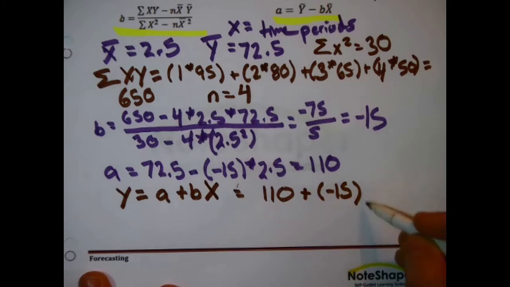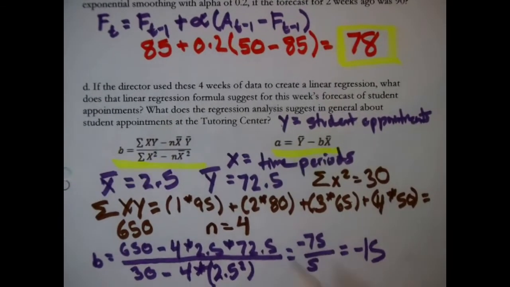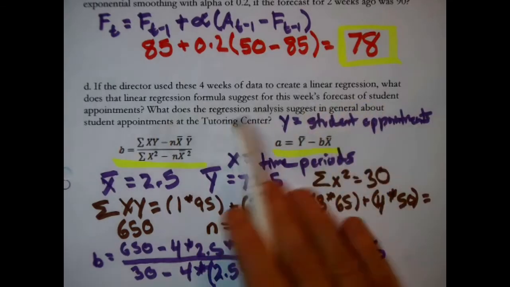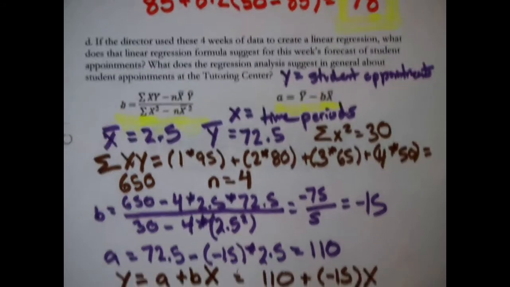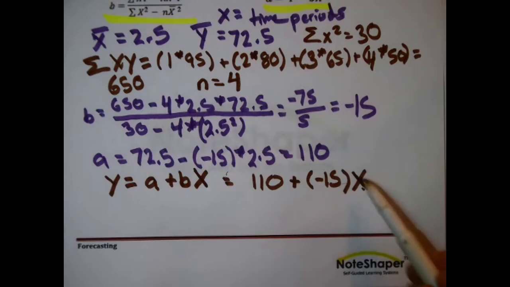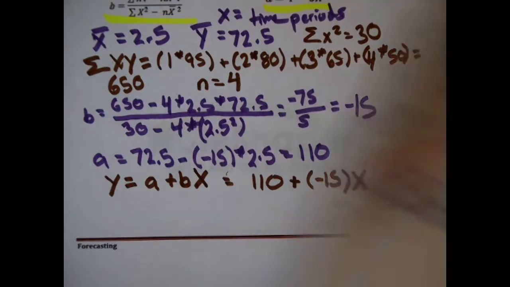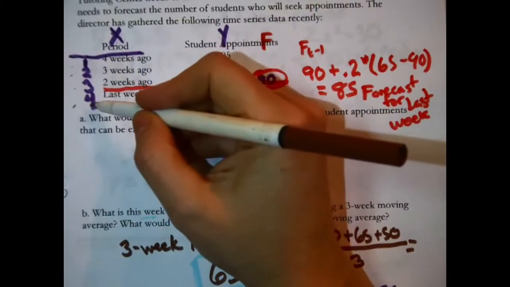That's the X. Now wait a minute. The time period, well, I'll just put X. Except that's the general tool. We wanted to use this to actually forecast this week's student appointments. But what is it that we're supposed to put there for this week? We cannot write this week. If we go back and look, numerically, what is the equivalent in our little scheme of this week? This week would be period 5.